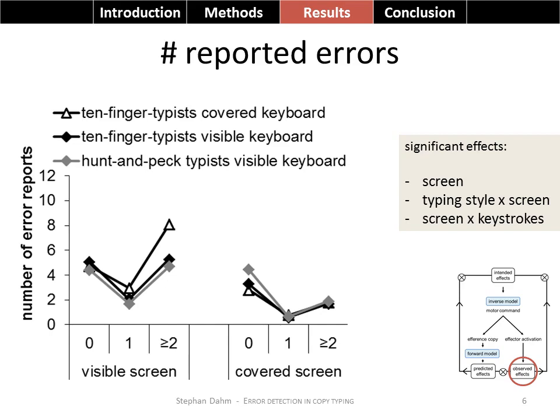This is not surprising, as 10-finger typists switch mainly between template and screen, whereas hunt and peck typists switch between template, screen and keyboard. With covered screen on the right side, most errors were detected immediately after the error. In contrast, with visible screen on the left side, most errors were detected after 2 or more keystrokes. This indicates that error detection with the screen was rather slow.